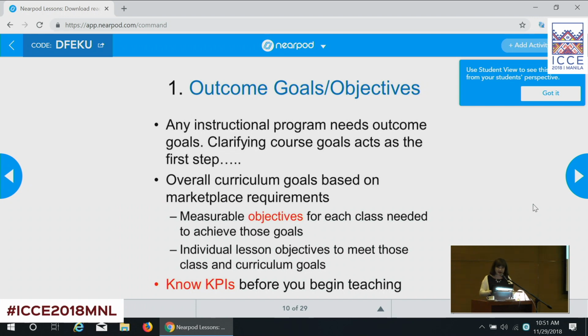And in evaluating success for language learning, one or more KPI, that means key performance indicator, might be needed for each measurable objective. So as a teacher, it's very important for you to know your KPI for your class objective before you begin to teach.